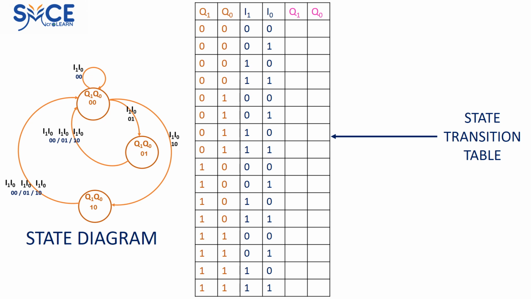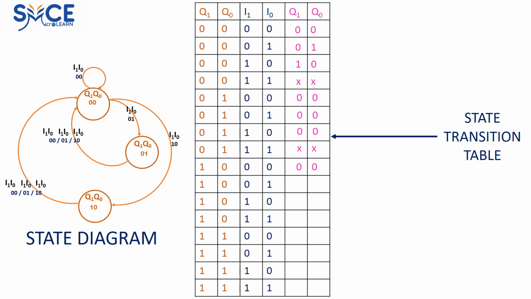When the state machine is in the output state of 0, 0 and when the input is 0, 0, then it remains in the output state of 0, 0 itself. Similarly, when the state machine is in the output state of 0, 0 and when the input is 0, 1, it goes to the output state of 0, 1 as shown by the arrow in the state diagram. In the same way, let's fill up the other entries in the state transition table.